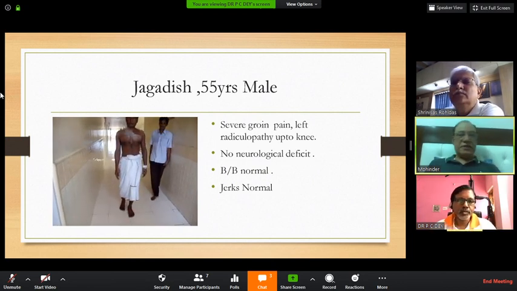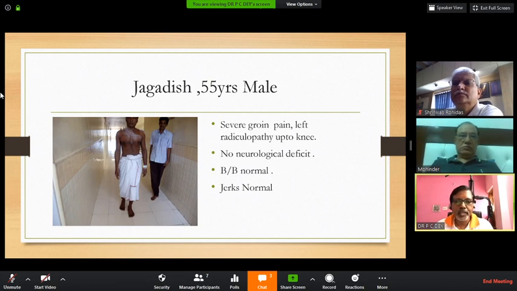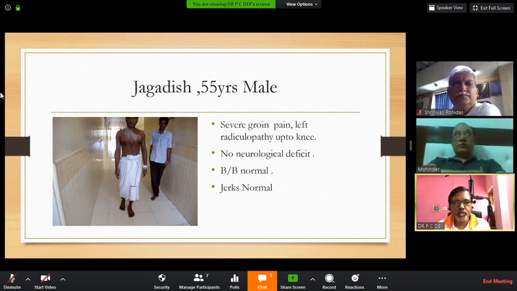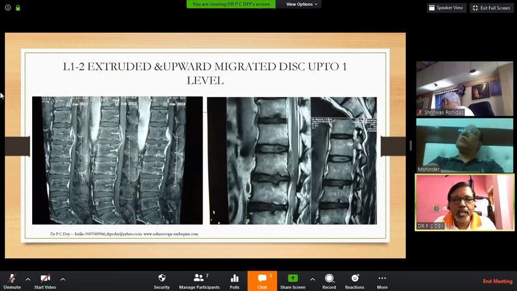Yes, yes. Okay, so this is a patient, a 55-year-old male, having low back pain, and for the last 25 days he came to me with left-sided radiculopathy up to the knee. There is no neurological deficit, no bladder and bowel involvement. He was able to walk with a little bit of severe pain, about 10 to 20 steps. All the deep jerks were normal.